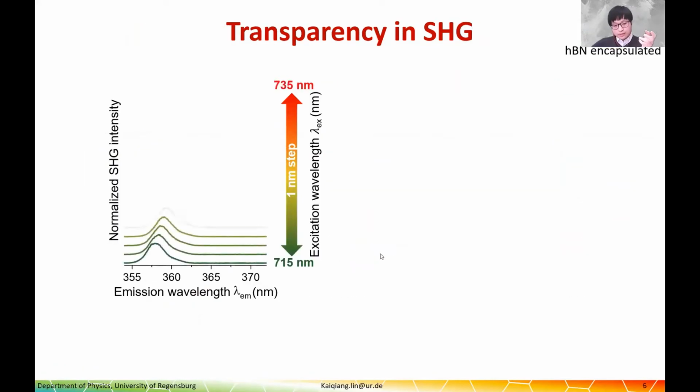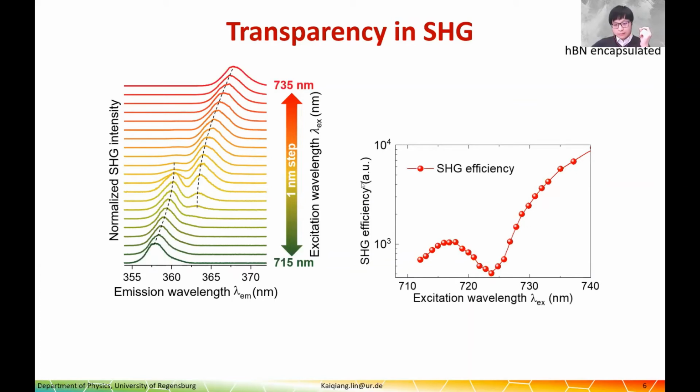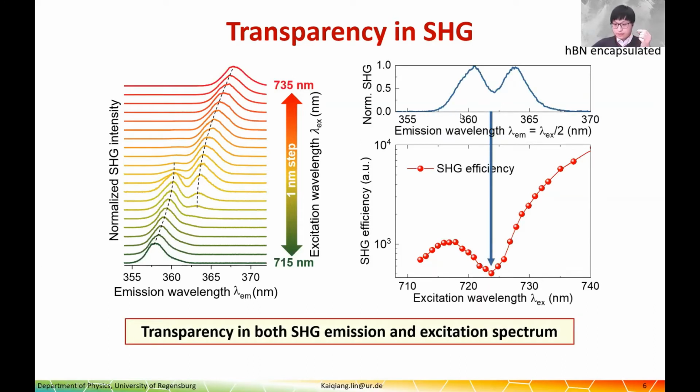This splitting only happens at a specific wavelength. If we do an excitation wavelength dependence, at higher energy you get a Gaussian peak, then at around 724 nanometers you get a splitting, a transparency dip in the second harmonic, and if you go further, you recover the Gaussian peak again. The whole spectrum appears as anti-crossing behavior, and this is the normalized second harmonic intensity. If we now look at the second harmonic efficiency, the absolute intensity, you can see that there's also a minimum in second harmonic efficiency at exactly this specific wavelength. So the transparency appears in both the second harmonic emission and the excitation spectrum.